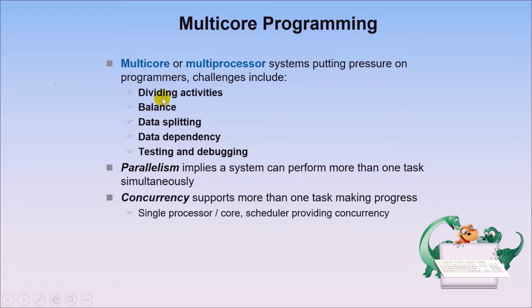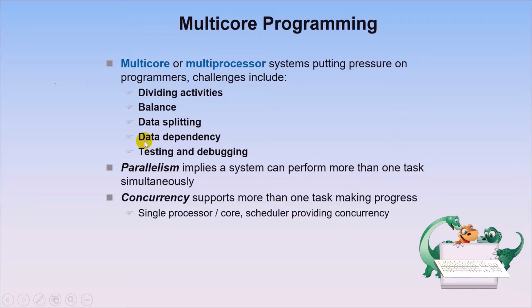So let's start with dividing activities, or identifying tasks. This means examining the application to find activities that can be performed concurrently. When you say balance, it means finding tasks to run concurrently that provide equal value. For example, don't waste a thread on a trivial task. Next would be data splitting, to prevent the threads from interfering with one another.